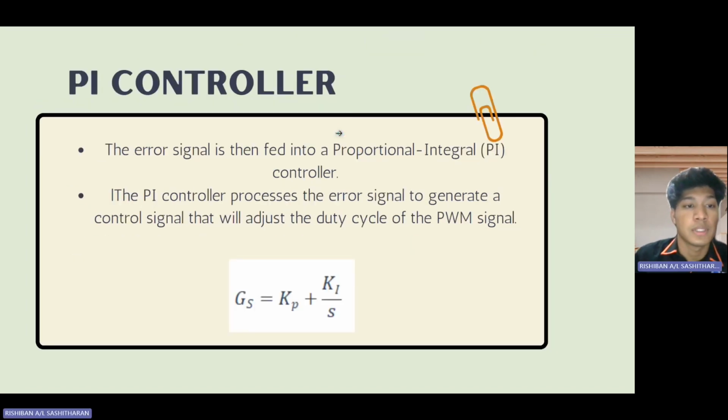For the PI controller, there are 2 points. First, the error signal is then fed into a proportional integral controller. The PI controller processes the error signal to generate a control signal that will adjust the duty cycle of the PWM signal. Okay, this is the transfer function of the PI controller.